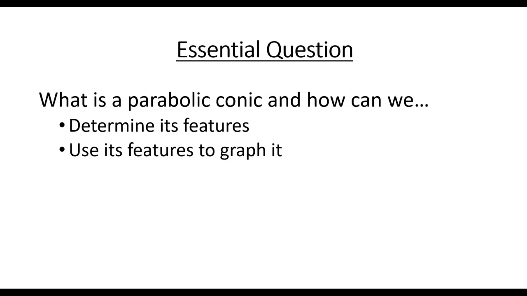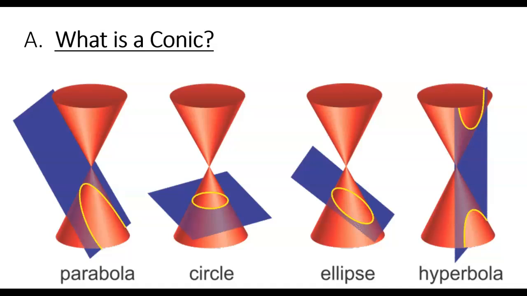So today we're going to talk about what a parabolic conic is, how we can determine its features, and how to graph them. All right. So first of all, let's talk about what conics are. Basically, there's four types of conics, and all of them can be thought of as some sort of cross section of two inverted cones.